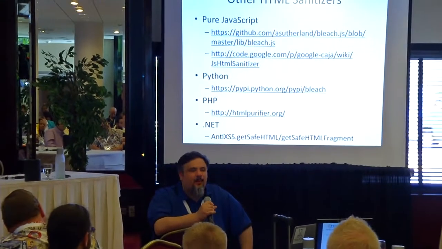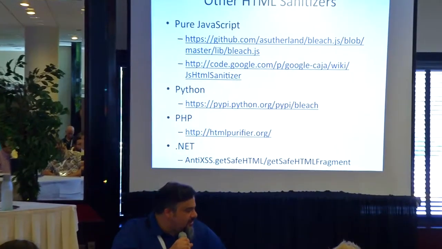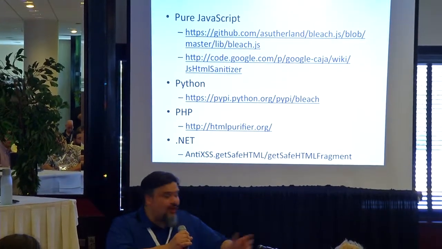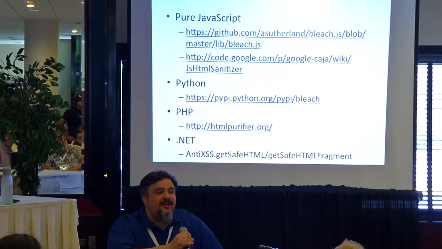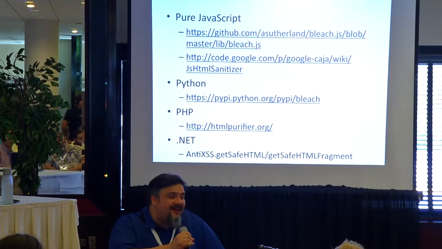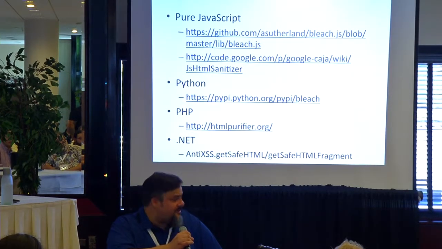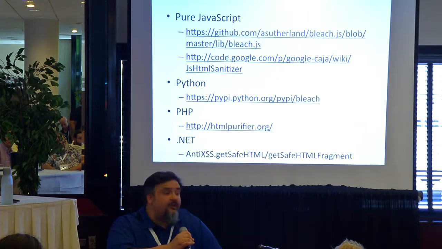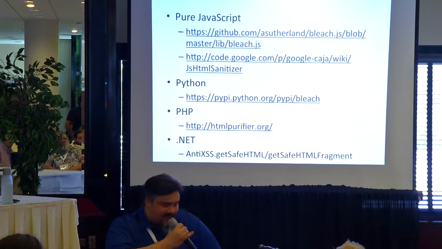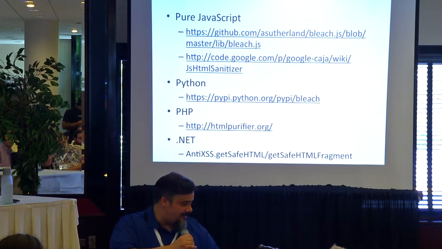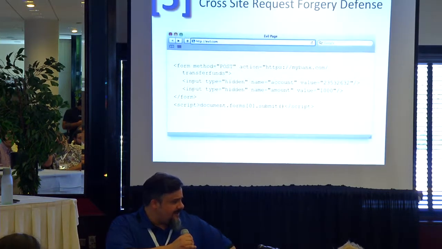Let me show you one more thing. These HTML sanitizers are in multiple languages. For pure JavaScript, like Web 3.0 applications, we have the Google Caja project, an open source HTML sanitizer. We have the Python Bleach project for HTML sanitization. We have the HTML Purifier project in PHP, and it's built into .NET, the anti-XSS getSafeHTML APIs.